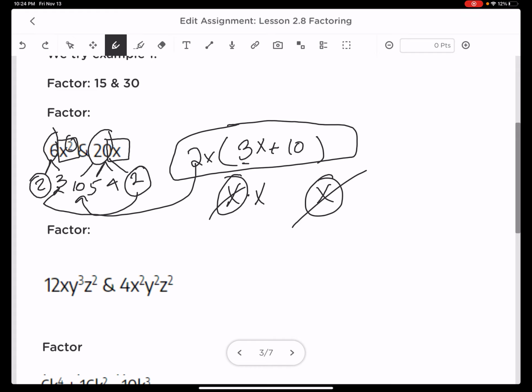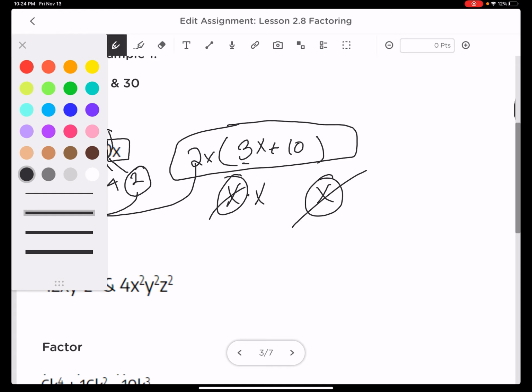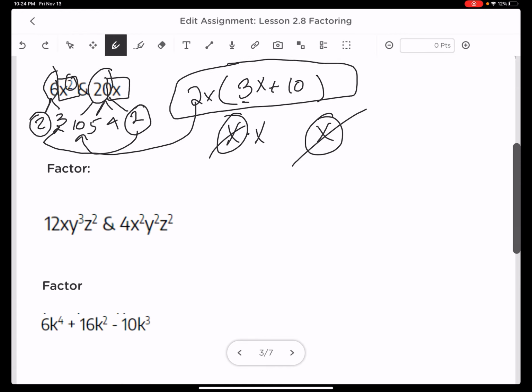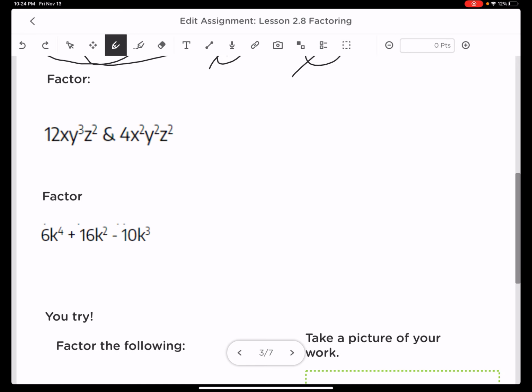Same thing we're going to do with the next question. Let's pull it down. So now here, again, we're going to start with our values, our 12 and our 4. We got 1 times 12. We got 3 times 4, and we got 6 times 2 for 12. For 4, we only got 2 times 2 or 1 times 4.